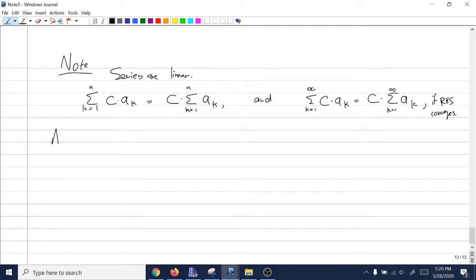Also, the sum from k equals 1 to n of ak plus bk is the sum from k equals 1 to n of ak plus the sum from k equals 1 to n of bk. You want to add up a bunch of numbers pairwise. You might as well just add up these guys and add up those guys, and you will get the same thing.